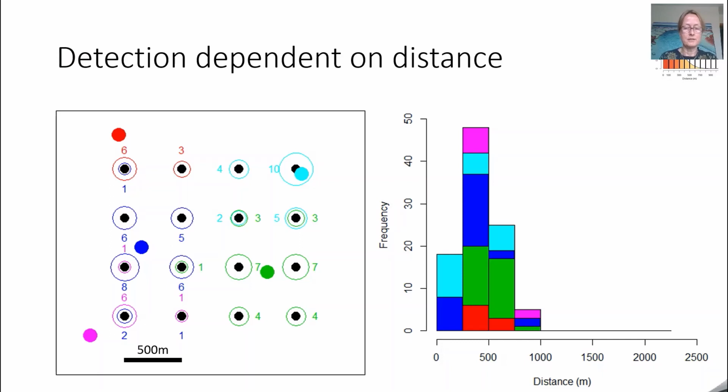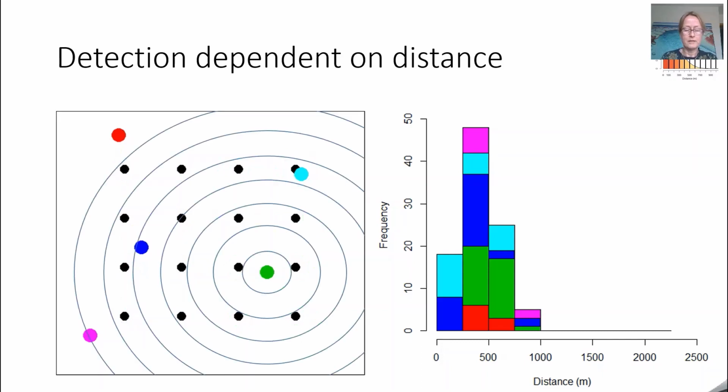Here, detection clearly depended on distance, and what we observe is a function of 2 things: how many detectors we have within a distance bin, and how high the detection probabilities are in that bin. What do I mean when I say how many detectors are in a distance bin? Let's have a look at an example.